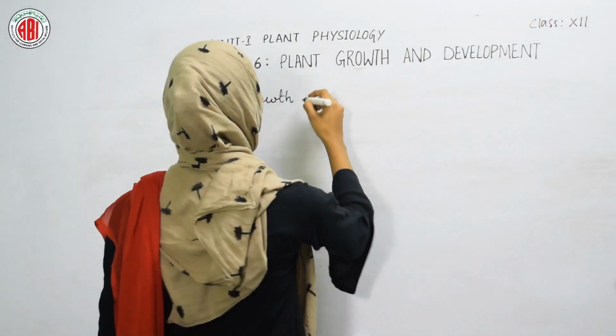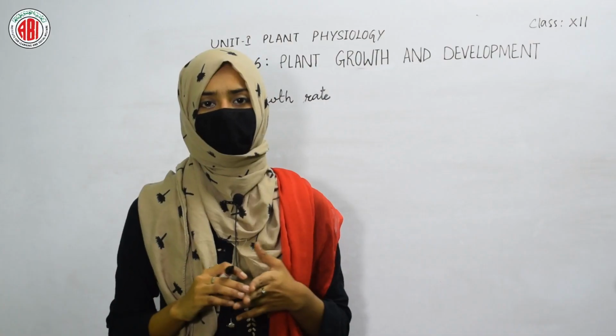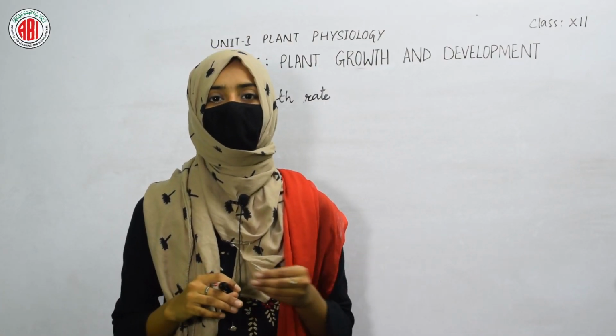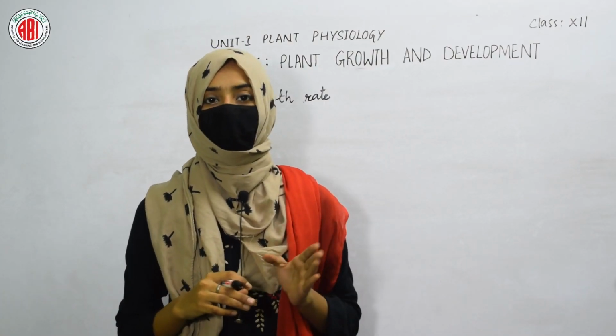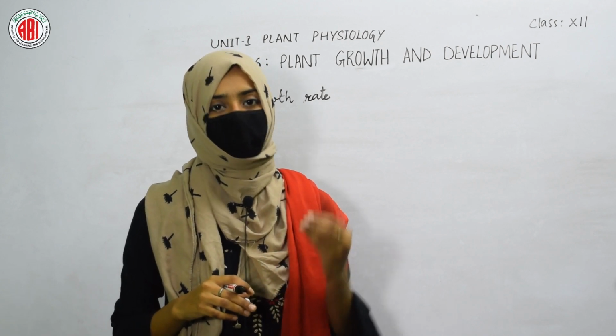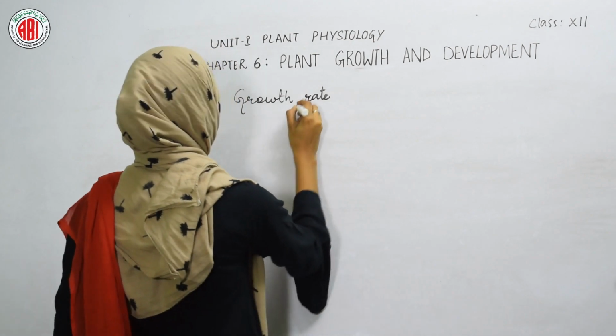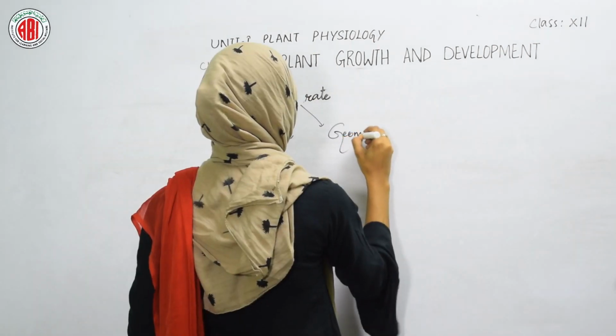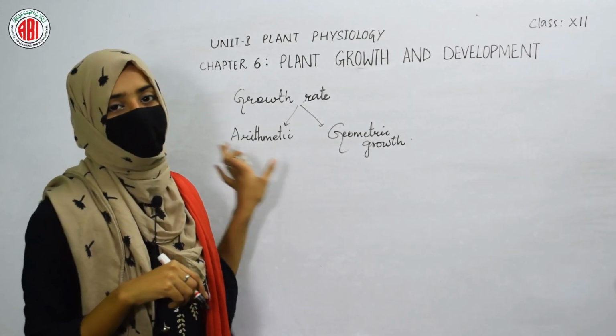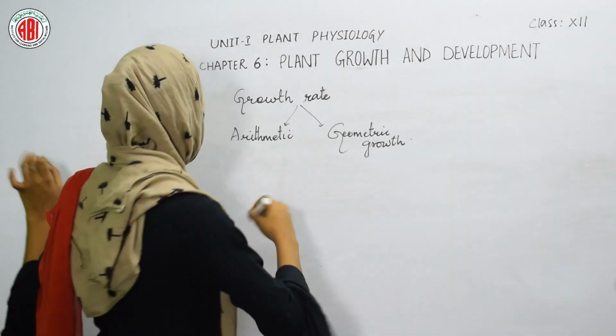Now we are going to discuss the growth rate. It is defined as the rate of growth per unit time. Growth rate can be studied by two main methods, that are arithmetic growth and geometric growth. To understand arithmetic growth, let us take one example.